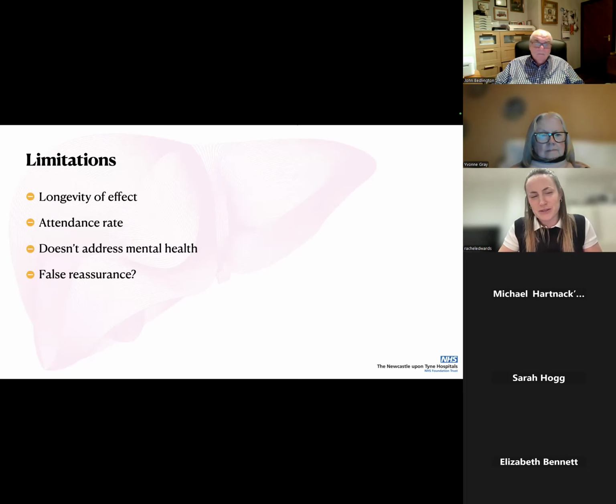And what about those who had a liver stiffness measurement of less than 8, but were sometimes drinking upwards of 50, 60 units of alcohol a week? Are we providing that group with false reassurance that their liver's fine, so carry on?